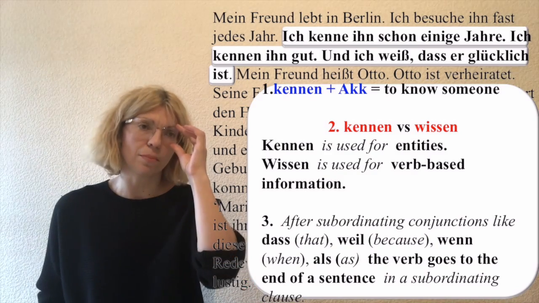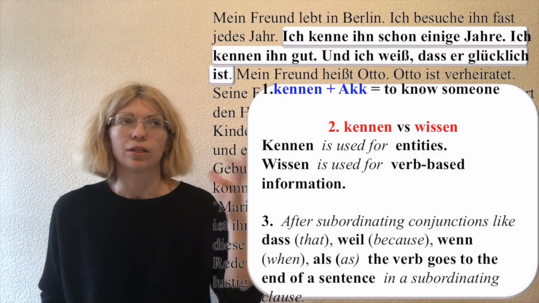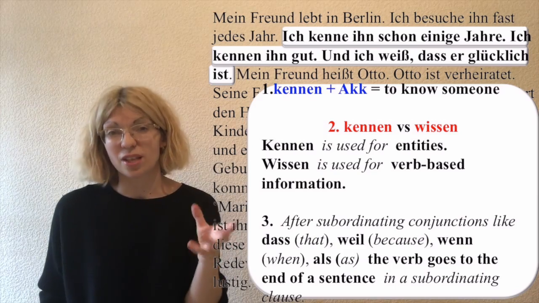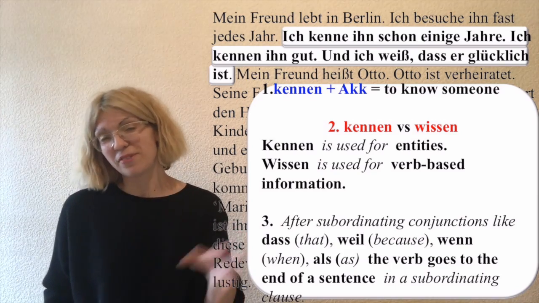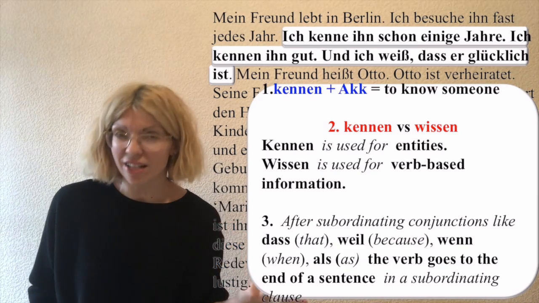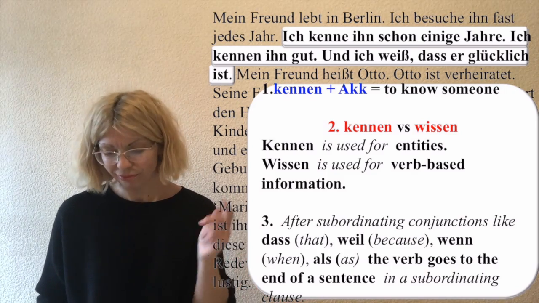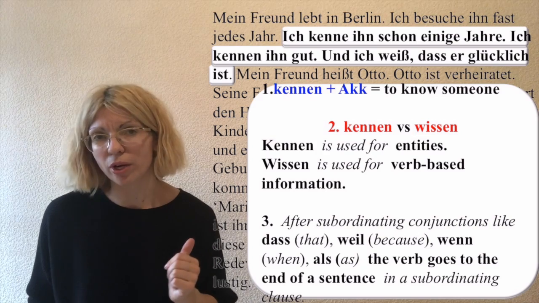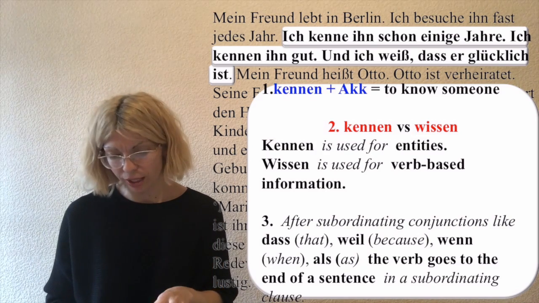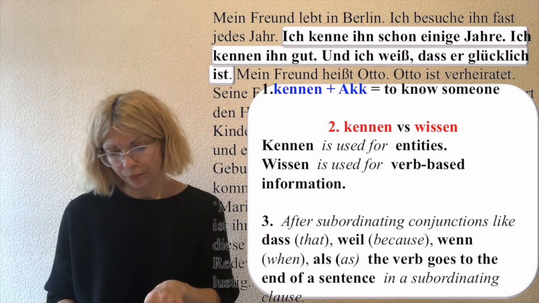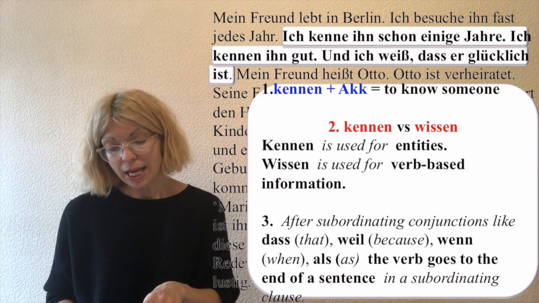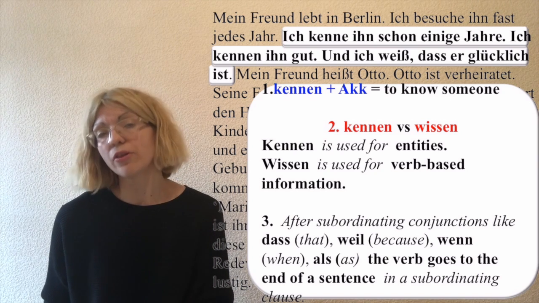Let's remember one thing. If there is another verb in a sentence, you can use wissen. If there is no other verb, you can use kennen. I think it's easier, yeah? Okay. The next grammar point that I wanted to highlight is dass er glücklich ist. I think you know that.